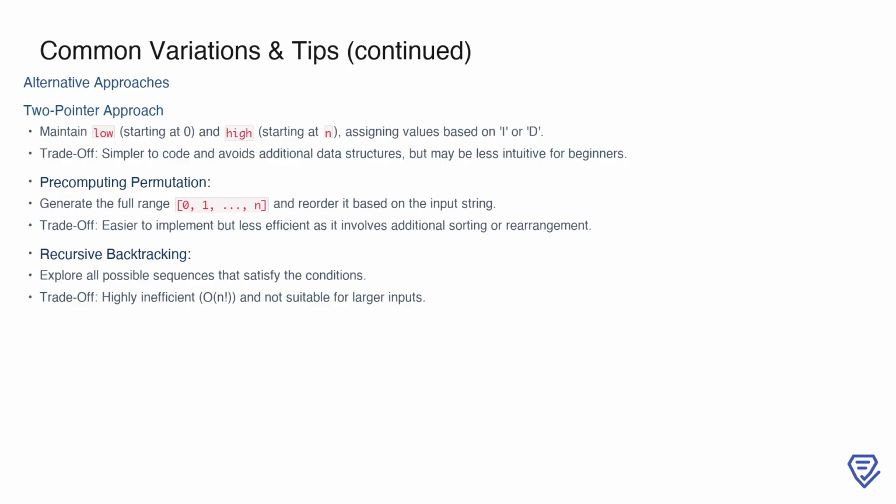Another option is pre-computing the full range of numbers, 0, 1, ..., n, and then reordering them based on the input pattern. While easier to code, this approach can be less efficient due to unnecessary rearrangements. Lastly, there's recursive backtracking, which explores all possible sequences to find one that matches the pattern. However, this method is highly inefficient with factorial time complexity, making it unsuitable for larger inputs. Each approach offers valuable insights but highlights the importance of efficiency in problem solving.